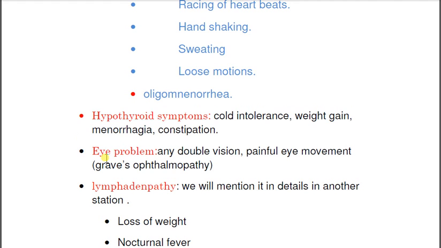Eye symptoms. We know that Graves has a triad of Graves' ophthalmopathy, pretibial myxedema, and thyroid acropachy. So, eye symptoms: we know that Graves' disease can be associated with external ophthalmoplegia, optic nerve compression, or maybe keratitis. So you have to ask about any double vision, any painful eye movement, for Graves' ophthalmopathy.